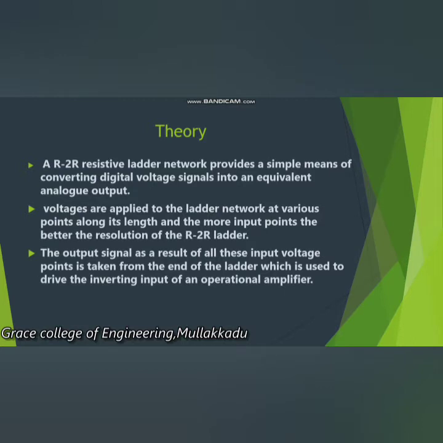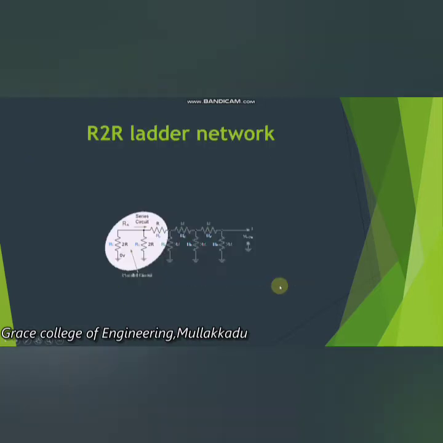This is a simple digital voltage signal to analog output converter, and the analog voltages are given to the ladder network at various points along the R2R ladder network. For better resolution, the number of R2R ladder connections should be increased. The output signal as a result of all these input points is taken from the end of the ladder network, which drives the inverting input of the operational amplifier.